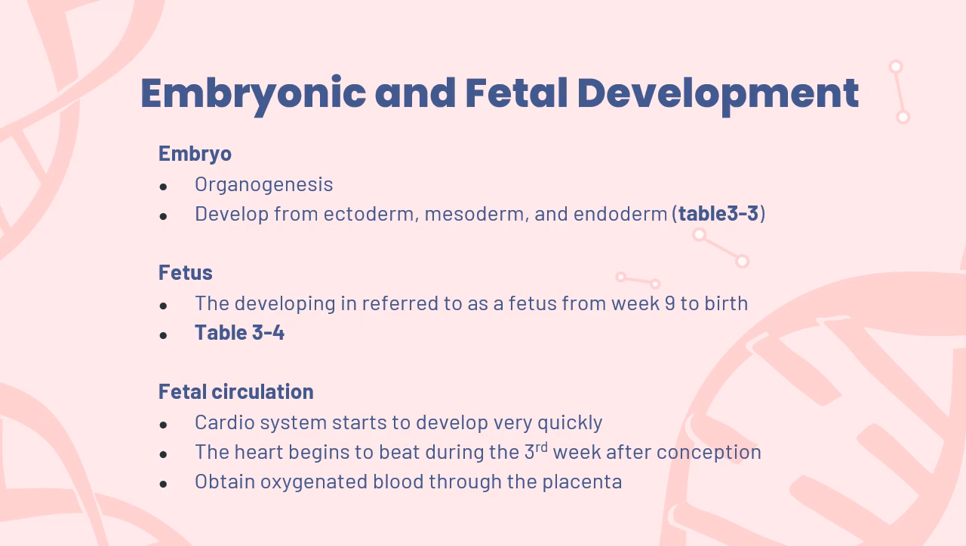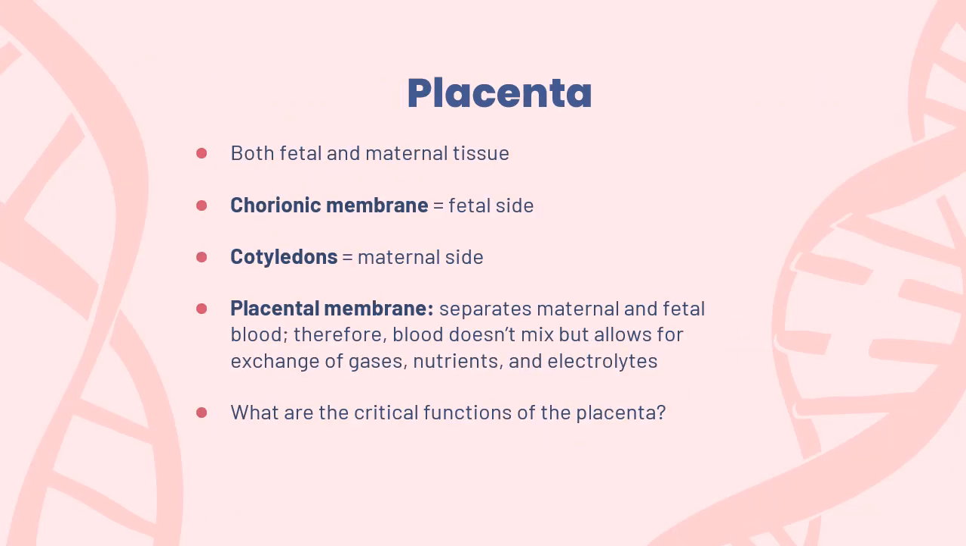And then you have fetal circulation. So the cardiac system starts to develop actually very, very quickly. The heart can actually begin to beat during the 3rd week after conception. Most women will not know they're pregnant at this point. They are going to obtain oxygenated blood through the placenta. So now we have a whole other organ, in a sense, that's going to help with the fetal and maternal side of circulation. So the placenta, it's both fetal and maternal tissue.